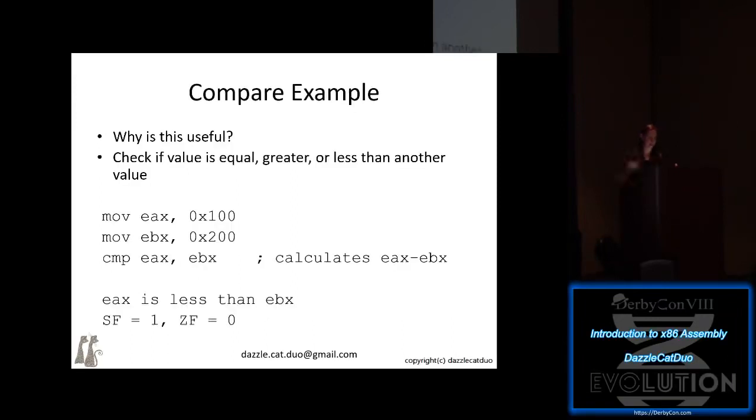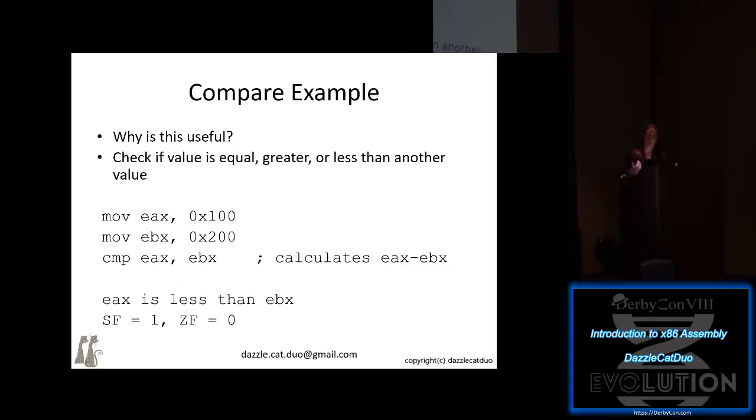So here's an example of it. Why is this useful? If I load 100 into EAX, a 200 into EBX, and do a compare between the two, what that's actually doing behind the scenes is EAX minus EBX. So I'm going to get a negative 100 hex.